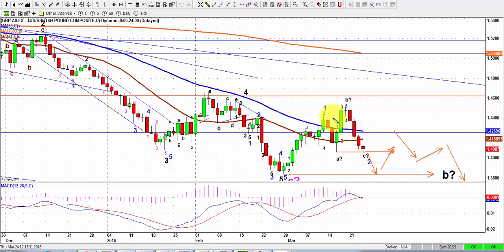I have not given up completely on the pound. We have seen the divergence on the weekly. Here's the daily. You still have nice divergence here, but it hit overhead resistance here. It was a bit too much for it, and it came down.